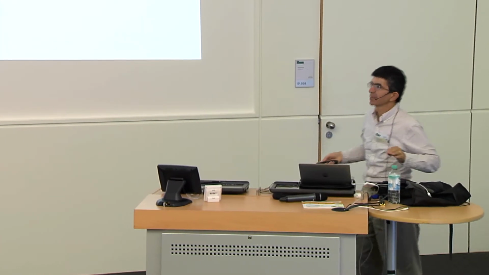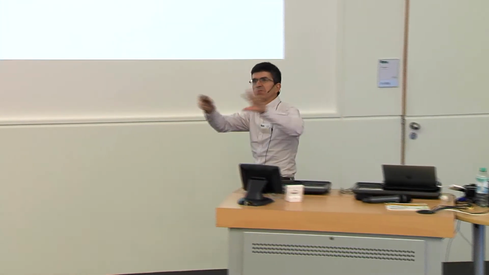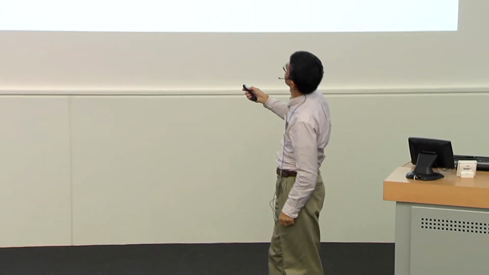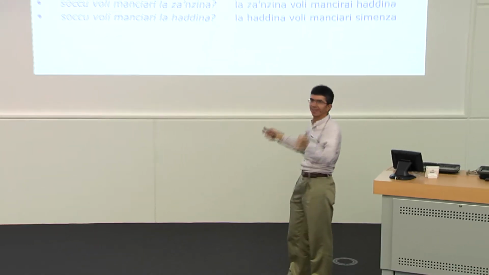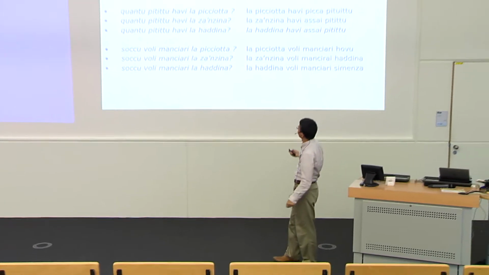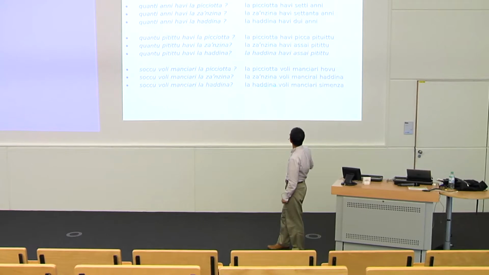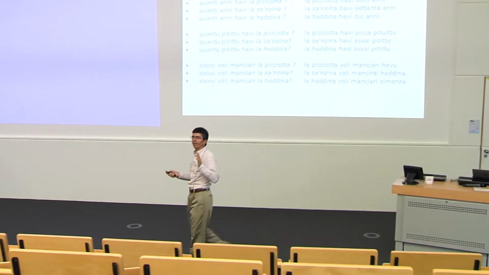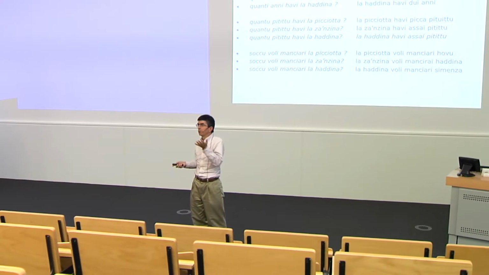So there it is. In other groups I do the full set of questions. It's easier just to do two for the moment. These are the answers. So, quanti anni avevi la picciotta? La picciotta aveva 7 anni, so well done. And then, la gallina vuole mangiare la simenza, so very good. Okay, so you gave the correct answer in a few minutes.